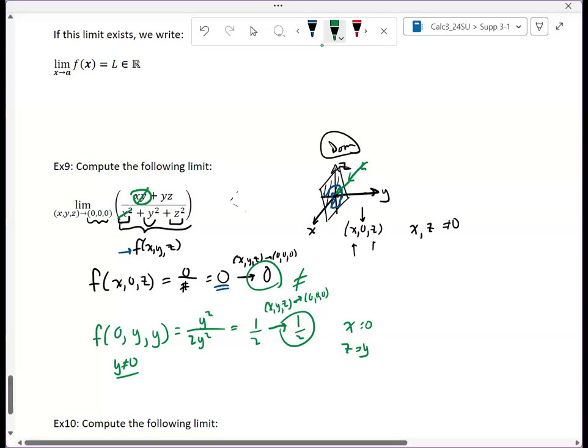So along one path or set of paths, I have a limit that seems to be 0, but along another path, it's 1/2. These are not equal. This limit does not exist.